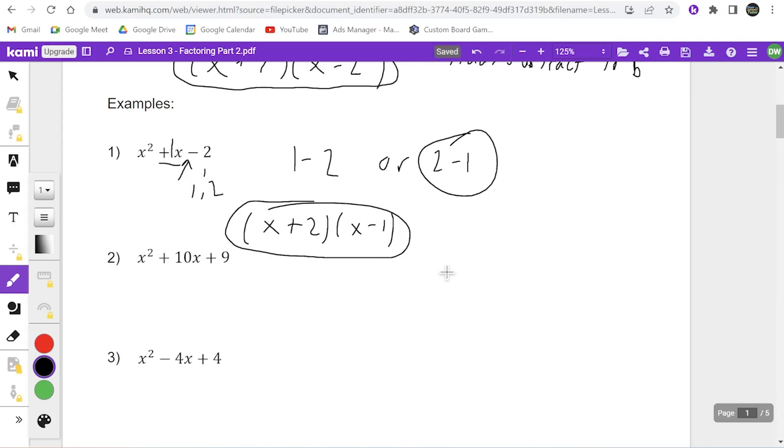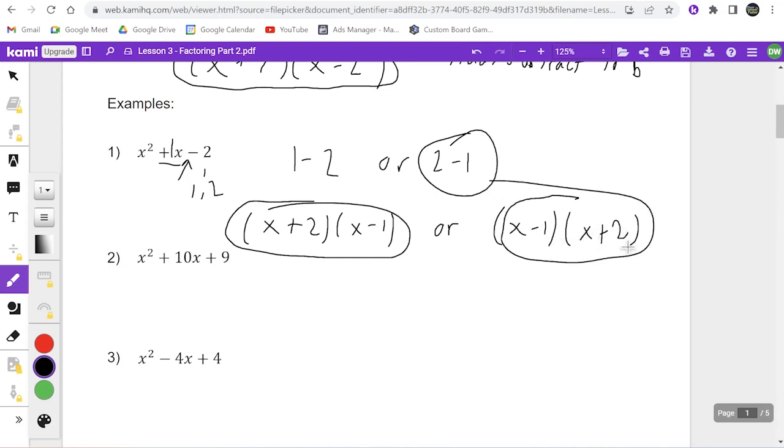I have a question. Does the order matter, like what way you put it in? Yes, good question. The order does not matter. So for instance, this is also an acceptable answer. It's the exact same thing.